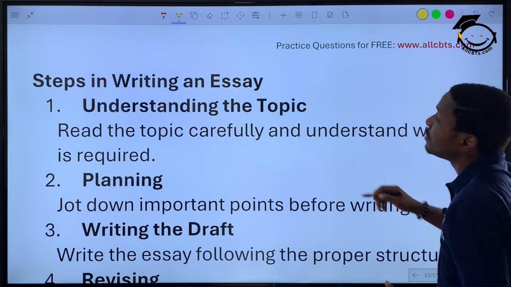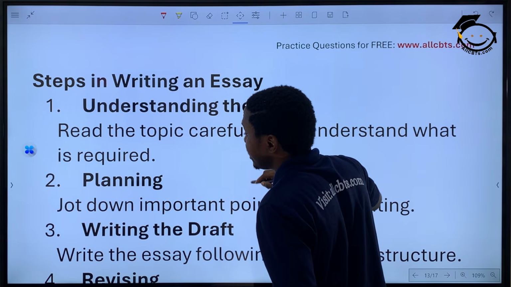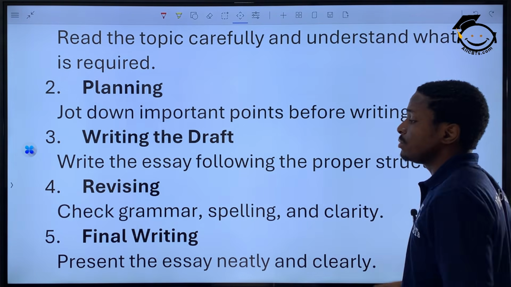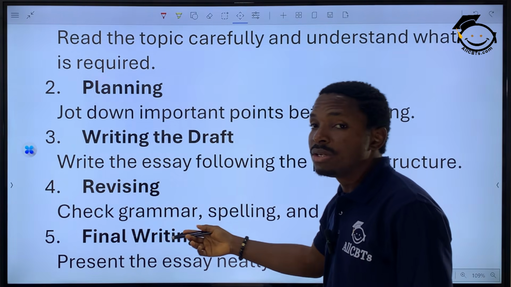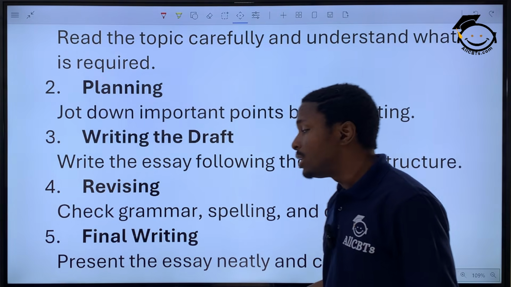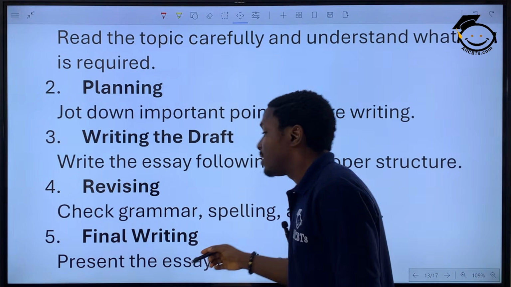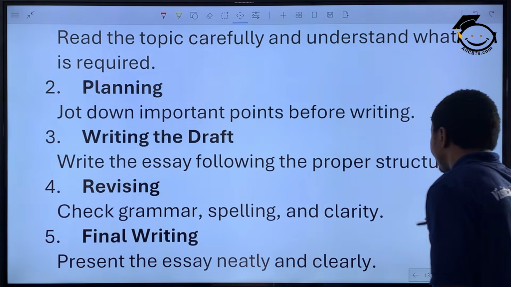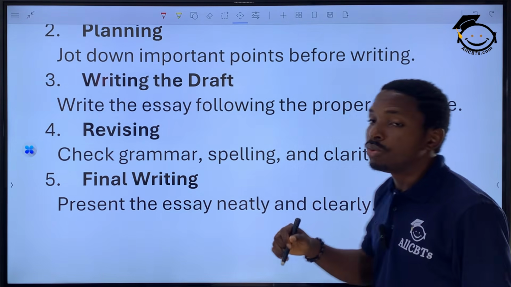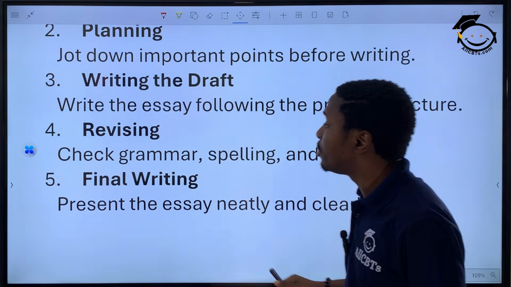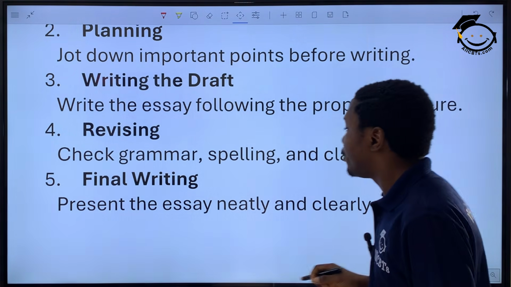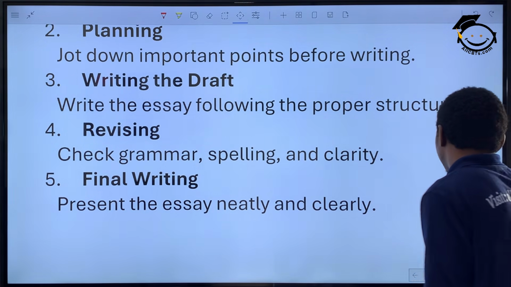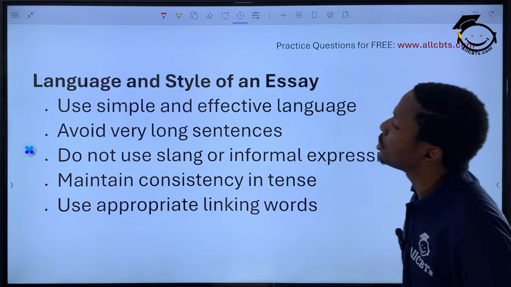You revise what you have written, then you transfer it into your notes, which is your final writing. You revise the draft you wrote on your rough paper, and you transfer it to your notes, which is your final writing, and then you proofread it. There should be one more point here, which is proofread it. Remove any error that is in it before you go ahead to submit.